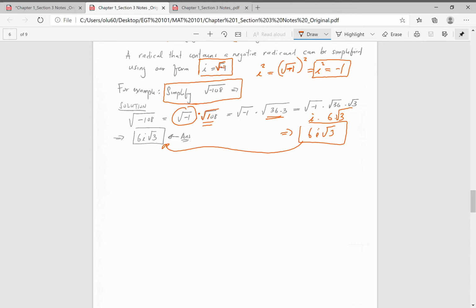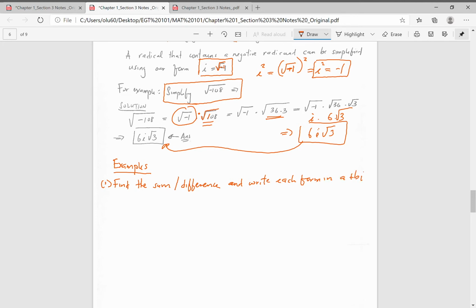Okay, so going to do some example problems here. We are asked to find the sum or the difference and write each in A plus Bi form.